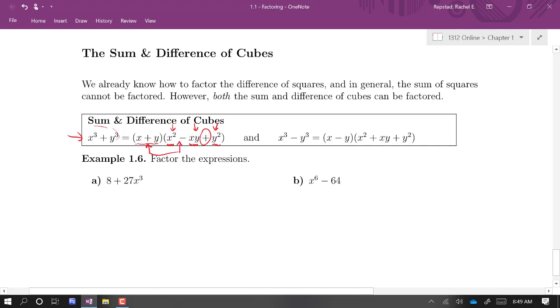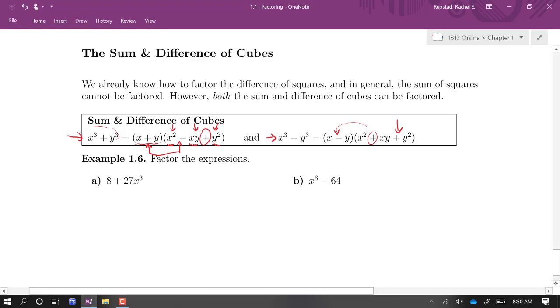That pattern continues with the difference of cubes here. You have a small factor and a big factor. The small factor is just x minus y, so remove those cubes. The big factor, you've got these 3 terms. You multiply one of each, x and x, x and y, and y and y. It always ends with a plus, and this sign always differs from that sign.